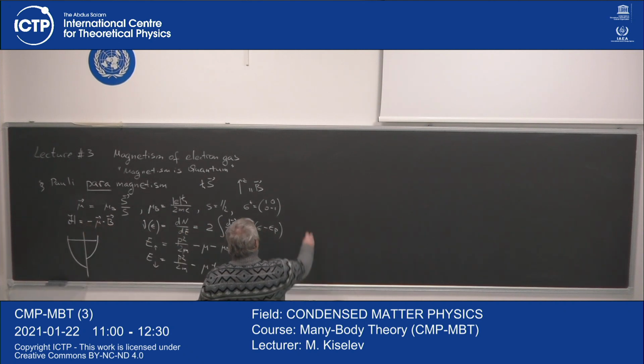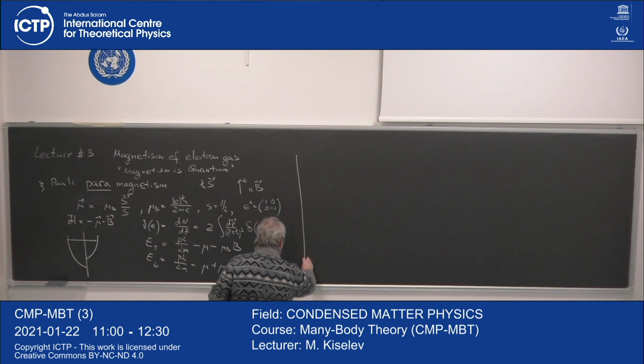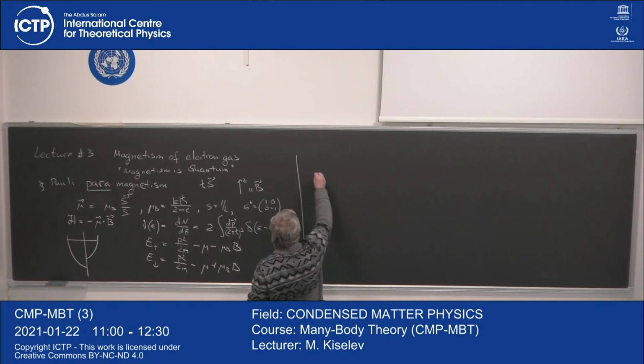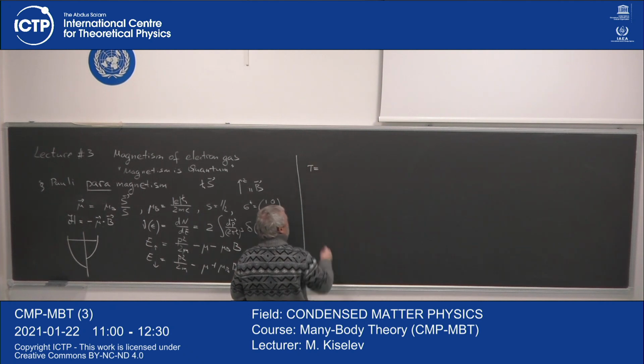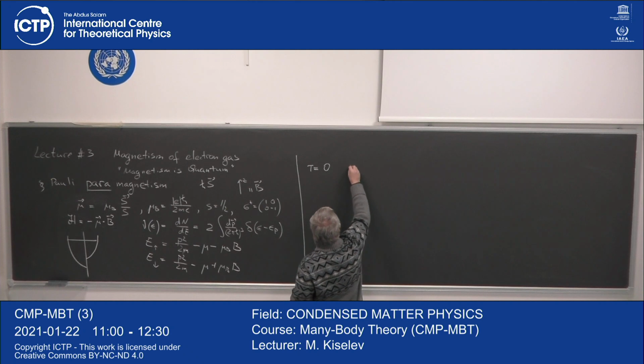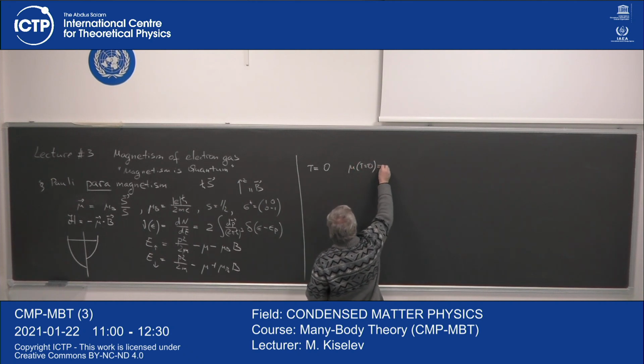So, from this moment, I will assume that the temperature is equal to zero. It simplifies the calculation very much, but at the end of the calculation, I will comment on what happens if we have a higher temperature. If temperature is equal to zero, then mu, the chemical potential at zero temperature, is the Fermi energy.